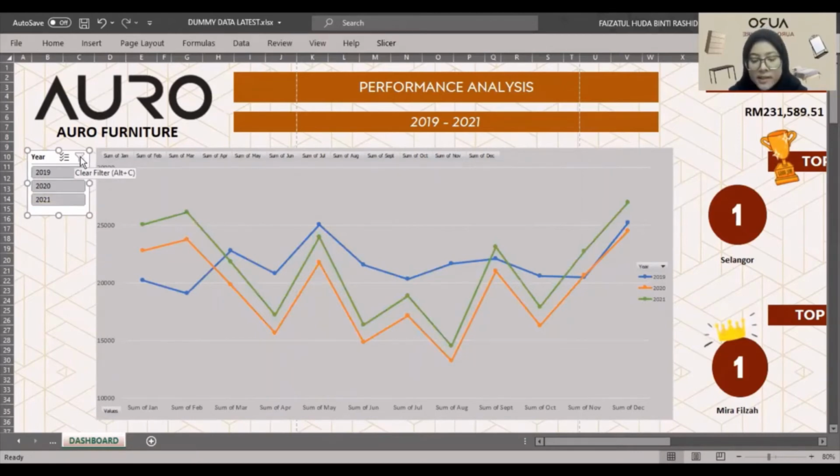As a conclusion, despite all the challenges during the pandemic, overall I think Auro Furniture's total sales can be said to have constant growth and are surviving well.